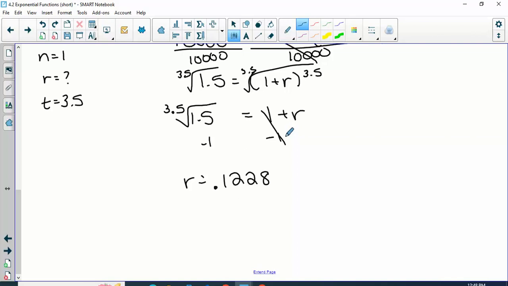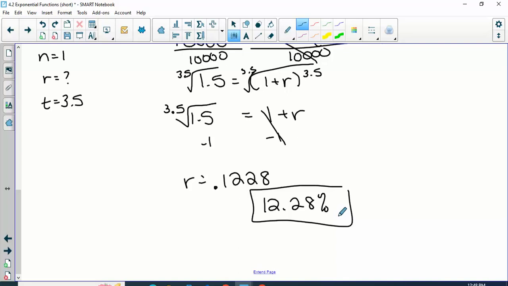So we get 0.1228. Or if I asked you to give that to me as a percent, what would it be? Issues with these so far? How did you plug in the 3.5? If you do push 3.5 and then go math, number 5, it gives you that.